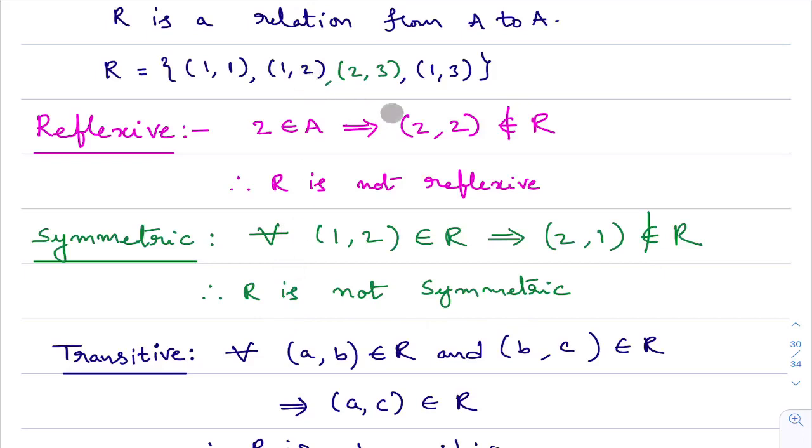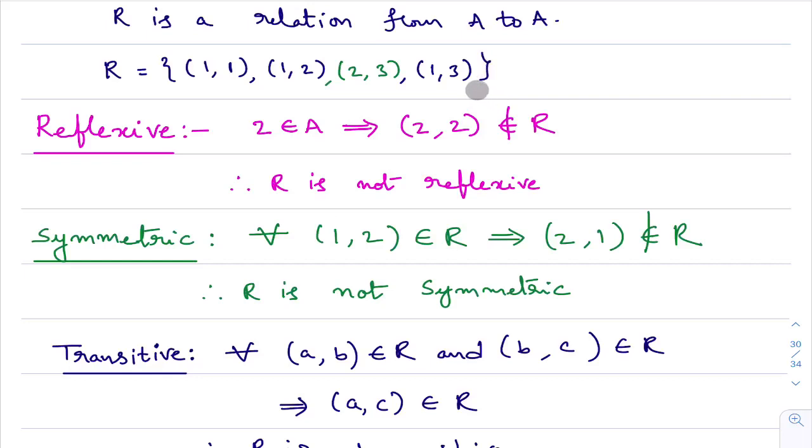Here, suppose 2 comma 1 is there. Suppose you had written 2 comma 1. Can I say it is symmetric? No. You need to check for other ordered pairs. Suppose you take 2 comma 3. For 2 comma 3, is 3 comma 2 there? No. Then also it is not symmetric. I hope you are understanding what I am saying, right?